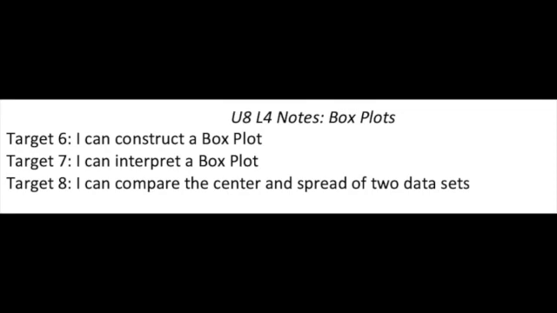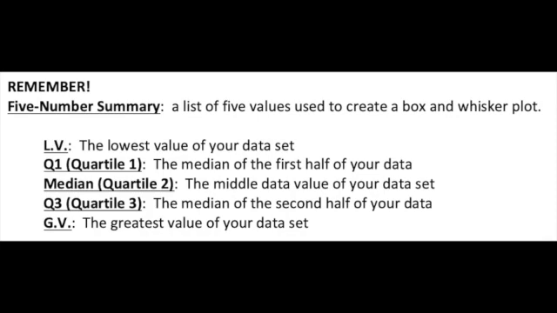Welcome to Unit 8, Lesson 4, where we'll learn how to construct a box plot and compare data sets. Before we start making box plots, let's remember the 5-number summary we learned in the last lesson. This is a list of 5 numbers, including the least value, first quartile, median, third quartile, and the greatest value of a given data set. This list is going to be very important when we make our box plots.